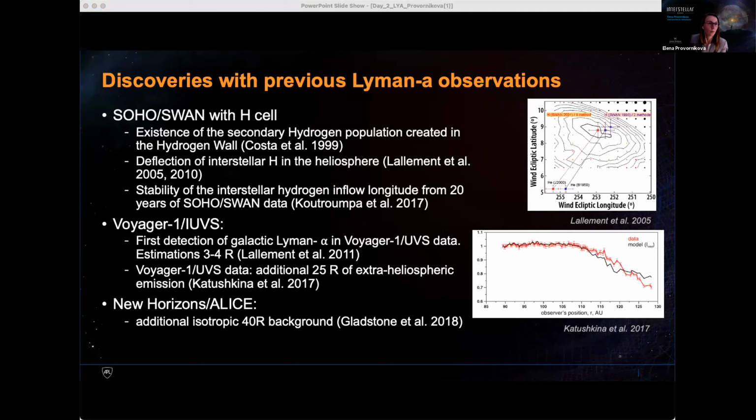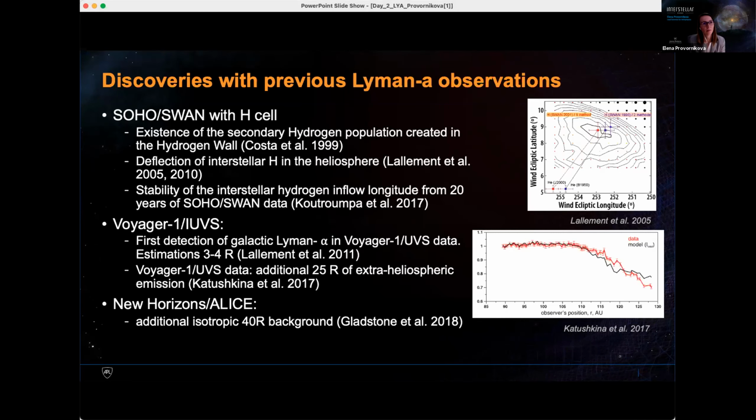revealed the existence of a secondary hydrogen population created outside the heliosphere in the hydrogen wall. Those atoms are slower and hotter than pristine interstellar hydrogen. Also, with the use of the hydrogen cell, it was possible to discover that the flow of interstellar hydrogen in the heliosphere is deflected from the original flow in the interstellar medium by 4 degrees. And you see the result of this work on the right plot on the top.